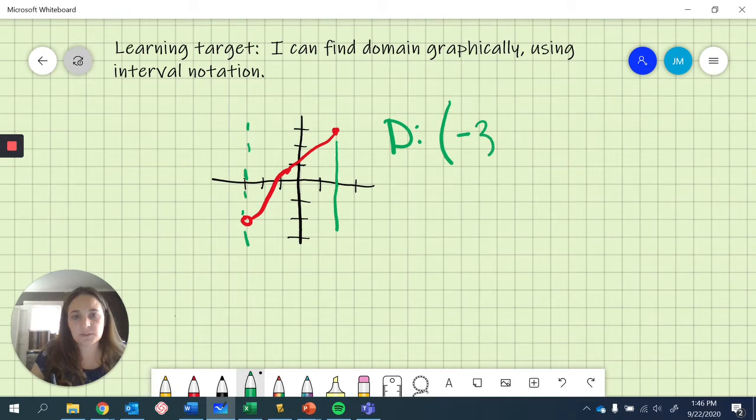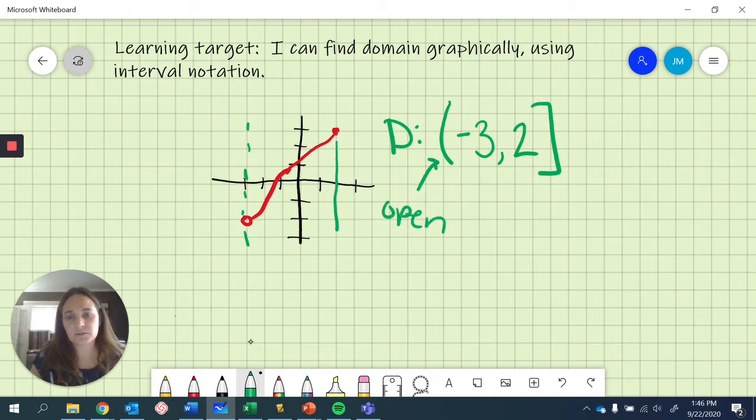So this is what it looks like, -3 to 2. Now notice parenthesis versus bracket. The parenthesis is because it is an open circle, so we don't include it, and the bracket is a closed circle, so we do include the 2.